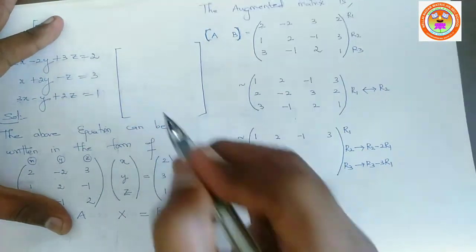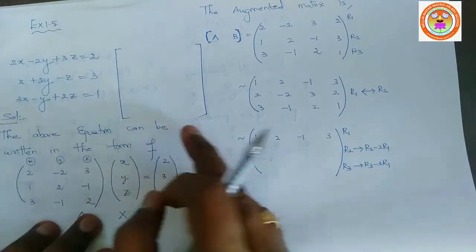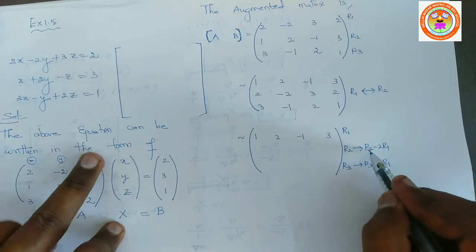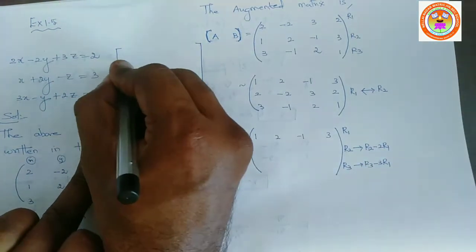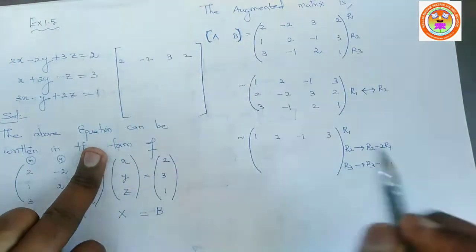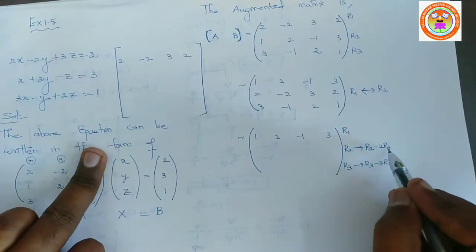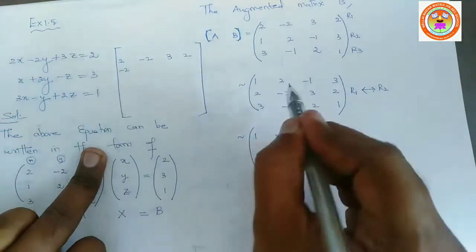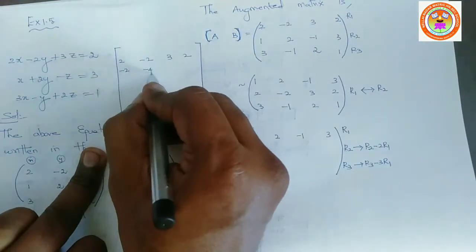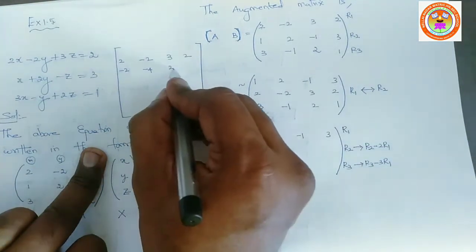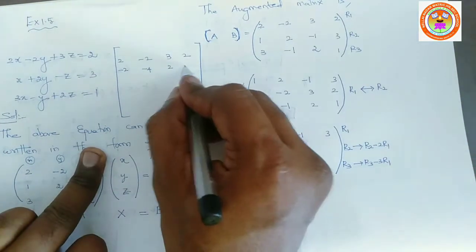Due to lack of space, I will write the rough column here itself. R2 tends to, first write R2. What is R2 here? 2 minus 2, 3, 2. 3, 2. Minus 2 into R1. This R1 is multiplied with minus 2. 1 into minus 2, minus 2. 2 into minus 2, minus 4. Minus into minus plus. 2 into 1, 2. Minus 2 into 3, minus 6.